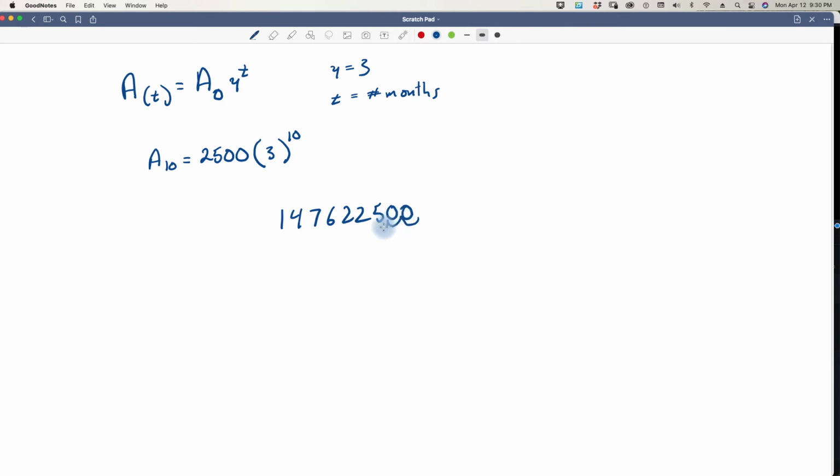So 1, 2, 3, 4, 5, 6, 7, 8. 8 places. So 1.4762 times 10 to the 8. Notice how I dropped these off. These are the most significant numbers that we want. And we usually just use the first 3 or 4 places when we have a long number like this.